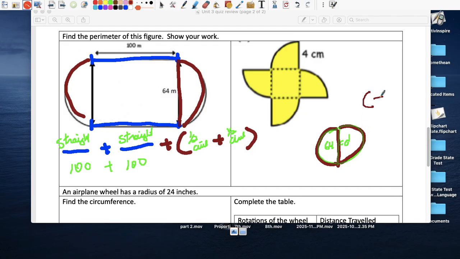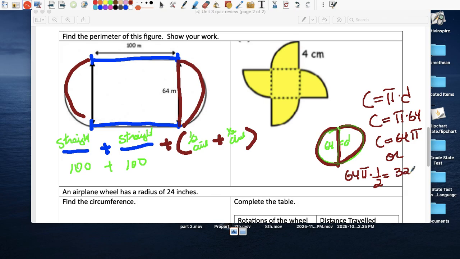So circumference equals pi times diameter. Circumference equals pi times 64. And the circumference is 64 pi, right? So you can already say that those two halves together equal 64 pi, or if you take 64 pi and multiply by half, you get that each half is 32 pi. So this half is 32 pi, and this other half is 32 pi.